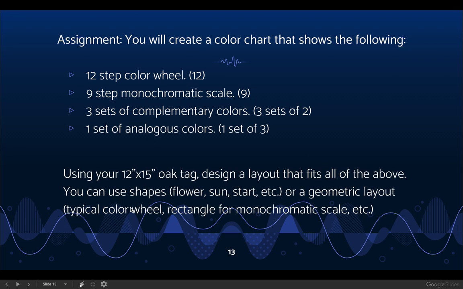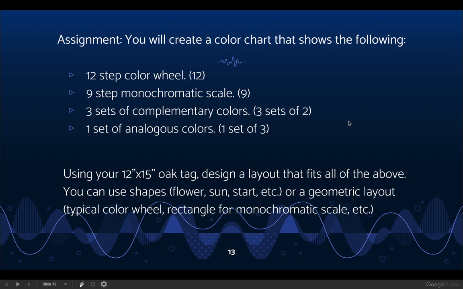You can use shapes, so you could make a stencil if you wanted to do a flower, a sun, a star, etc. Or a geometric layout like a typical color wheel, which is a circle divided up into pieces, like a pie. A rectangle for your monochromatic scale, etc. So it's up to you if you want to get creative by using actual shapes of things or if you just want to use geometric shapes.